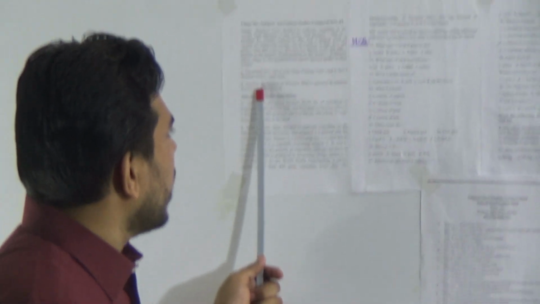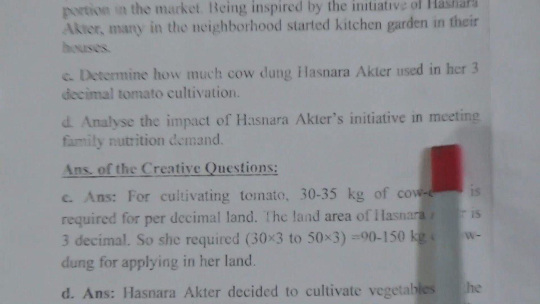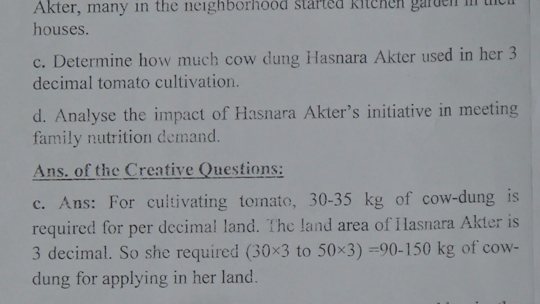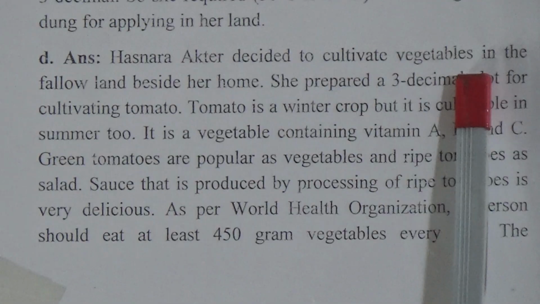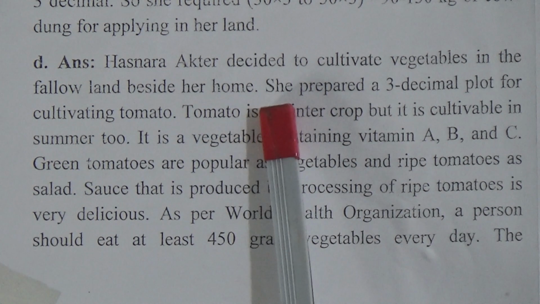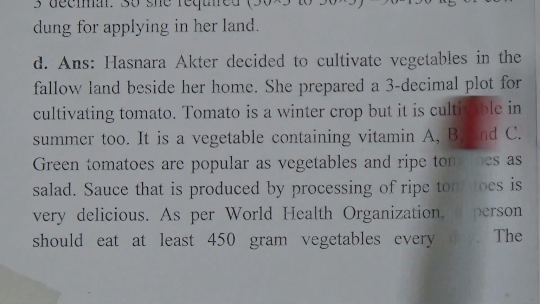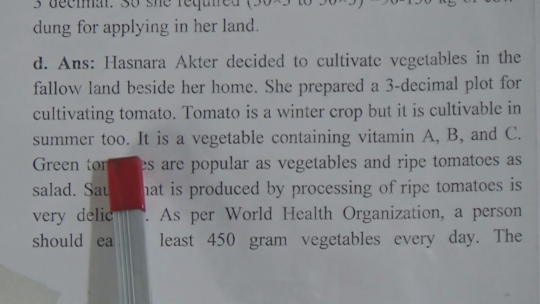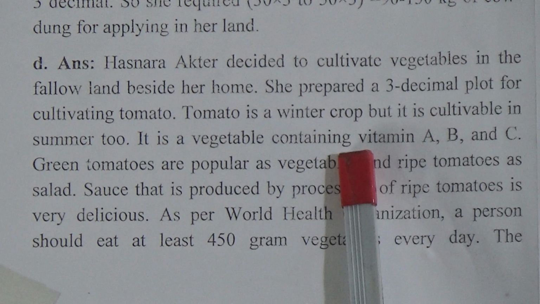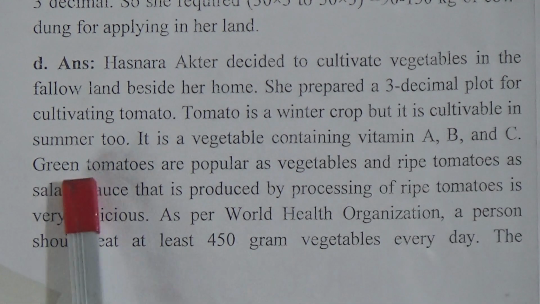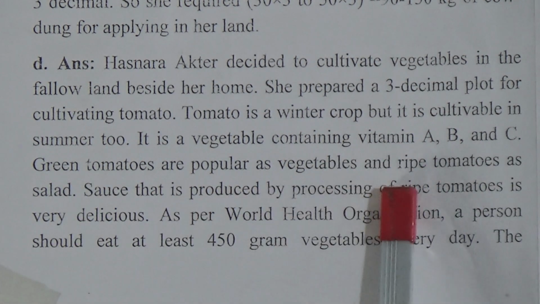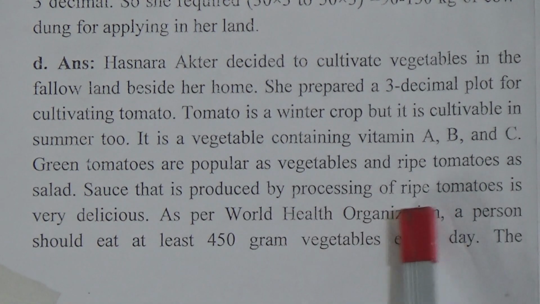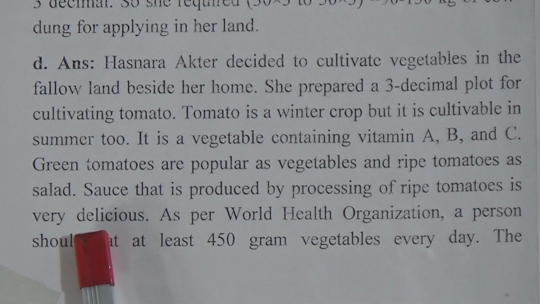Okay, number D, analyze the impact of Hasnara Akhtar's initiative in meeting family nutrition demand. Hasnara Akhtar decided to cultivate vegetables in the fallow land beside her home. She prepared a 3 decimal plot for cultivating tomato. Tomato is a winter crop but is cultivable in summer too. It's a vegetable containing vitamin A, B and C. Green tomatoes are popular as vegetables and ripe tomatoes as salad. Sauce that is produced by processing of ripe tomatoes is very delicious.